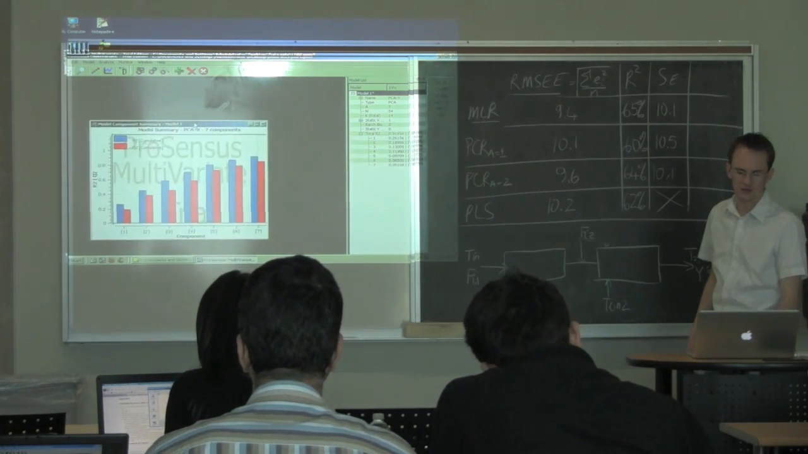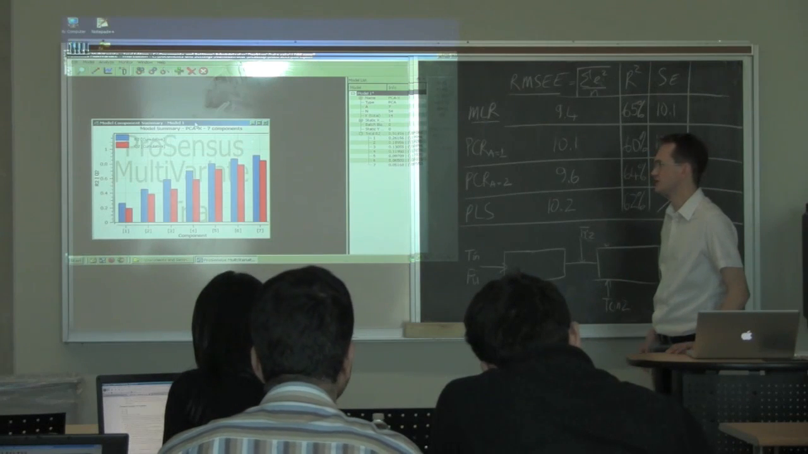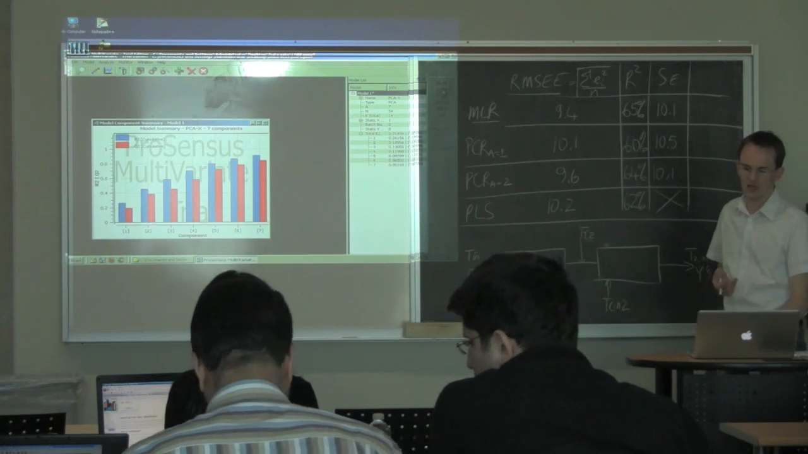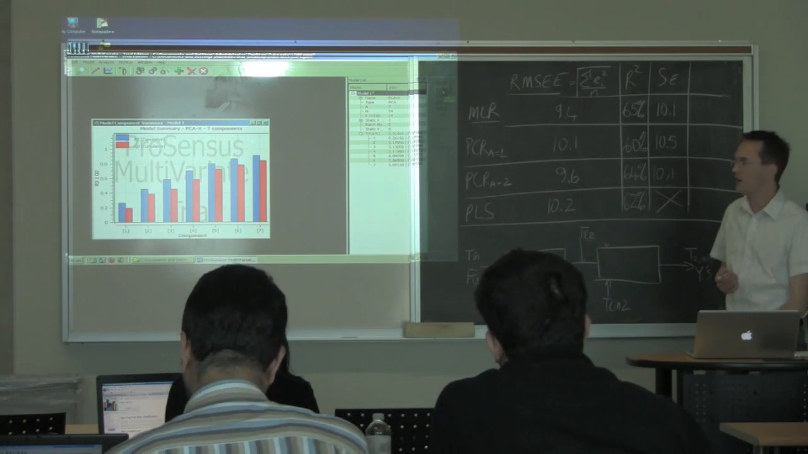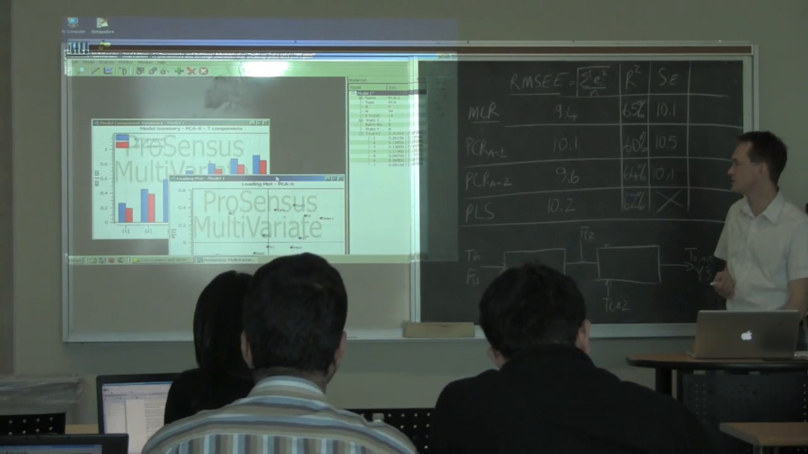Okay, so 7 components by cross-validation, just on the X space. And I'm just going to focus firstly on the first 2 components.